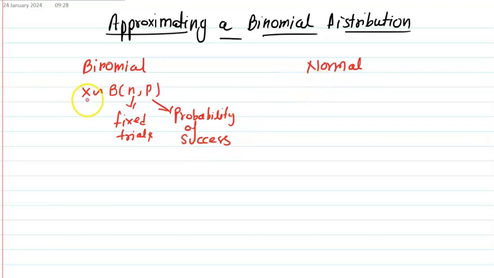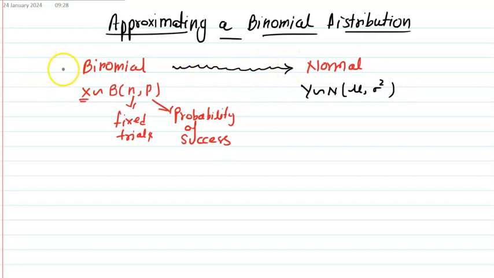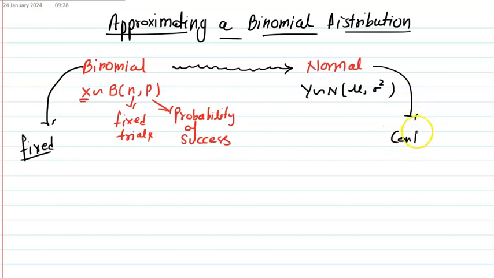For the normal distribution, because we have used x here, we can use y. So y is distributed normally with mu and sigma square. And we are converting from binomial to normal. Basically, binomial is for discrete data, meaning fixed data, and normal is for continuous data. And this is discrete and fixed data.